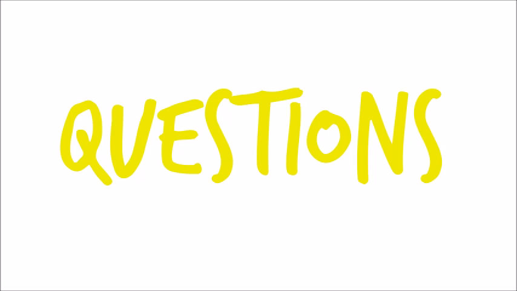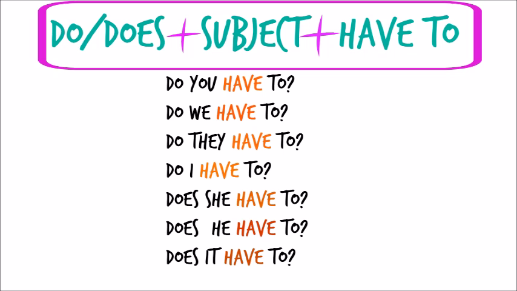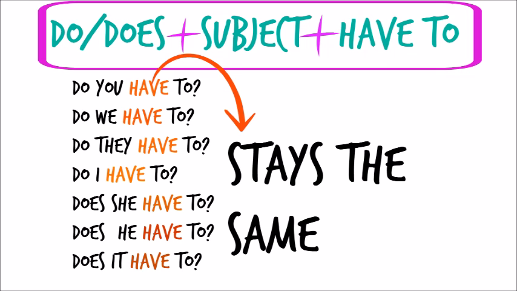Here is the structure for the questions using have to. Do or does plus the subject and have to. Do you have to? Do we have to? Do they have to? Do I have to? Does she have to? Does he have to? Does it have to? Again, the only thing that changes is the auxiliary do, and the verb have stays the same in every sentence.